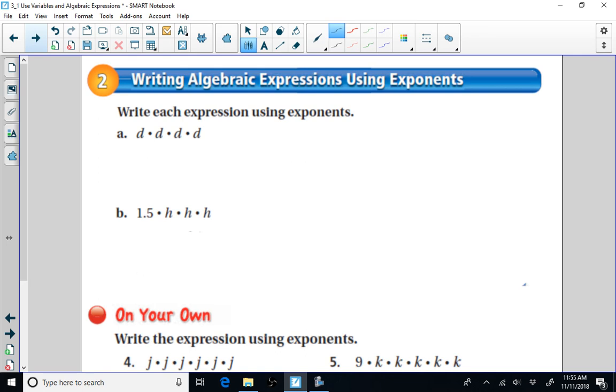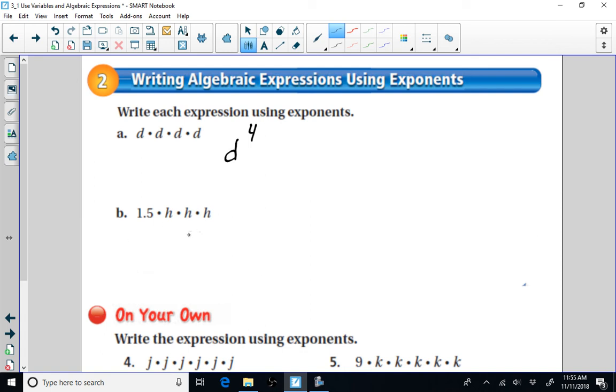Okay, let's write some algebraic expressions using exponents. These are rather simple. Here I have the variable d being used as a factor 4 times. So my base is going to be d, and my exponent is going to be 4, because your base is whatever is being used as a factor. Your exponent is the number of times that base is being used as a factor. All right, so d to the 4th power would be the expression using exponents for d times d times d times d.